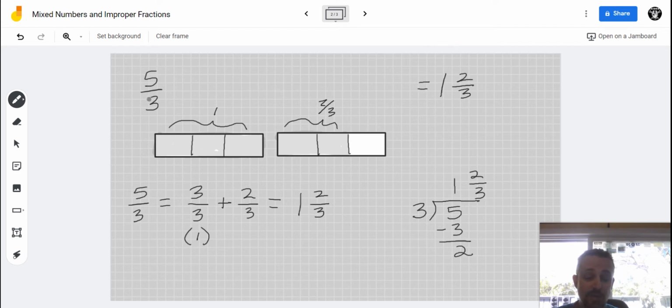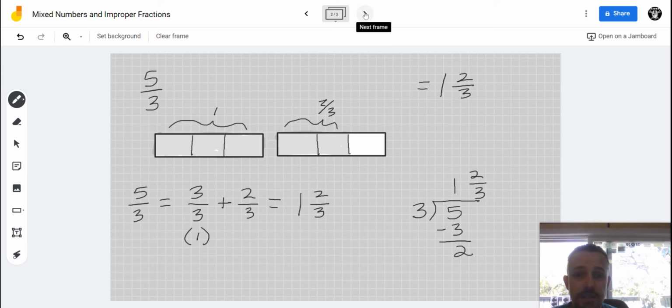Now, a key thing to remember about improper fractions: anytime your numerator is greater than your denominator, you have an improper fraction, which means the value of this fraction is greater than 1. And you can prove that when you change it to a mixed number. In this case, you get 1 2/3.